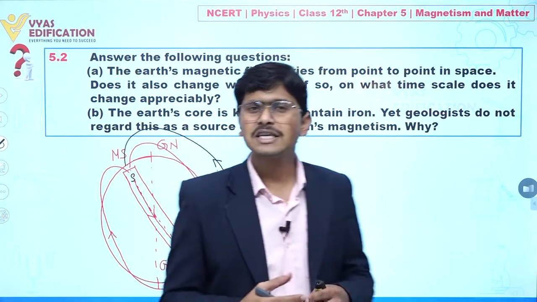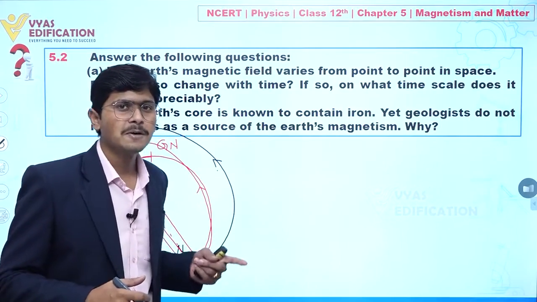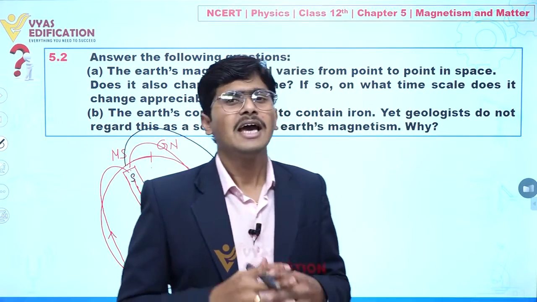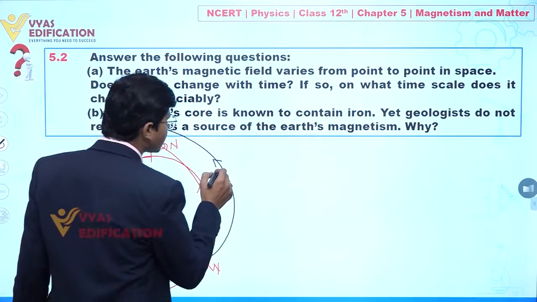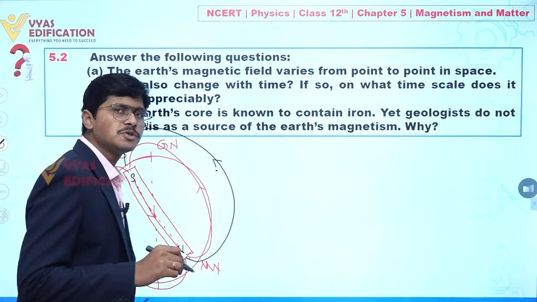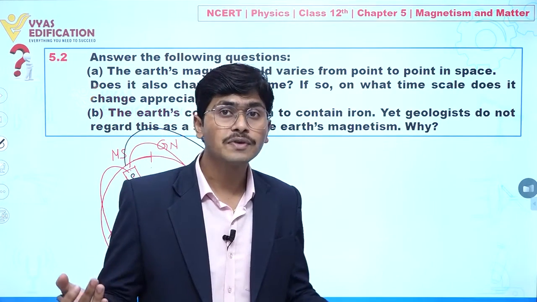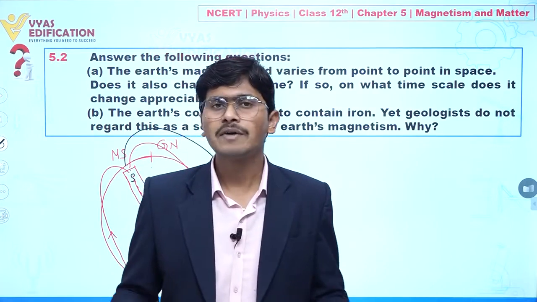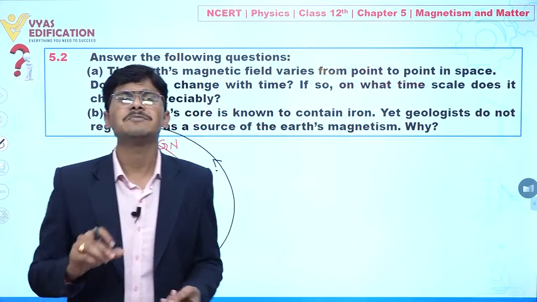So, definitely we can say the value of the magnetic field will vary from space to space, but this value also varies with time. Yes, actually the magnetic field value also varies with time. Let us suppose you are observing this point and observing the value of the magnetic field, but you have to wait for hundreds of years, and after that time you will find some appreciable change in the magnetic field.